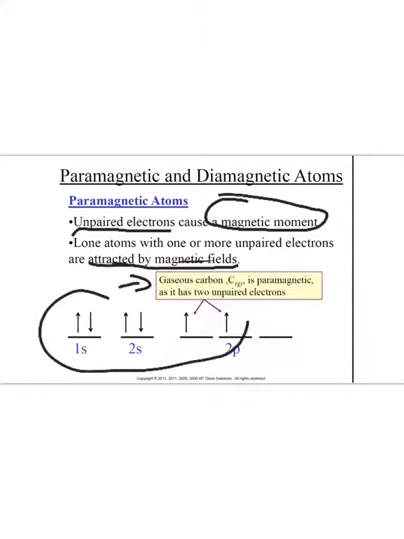It has 2 unpaired electrons, so it is paramagnetic and will be attracted by a magnetic field when it's in a gaseous state. So paramagnetic, unpaired electrons affected by magnetism have a magnetic moment, okay? If they have all paired electrons, they are diamagnetic.